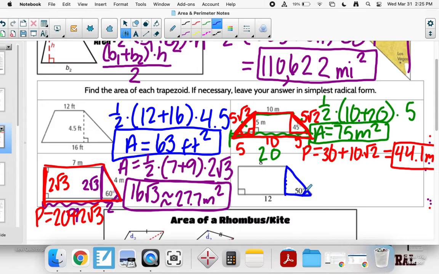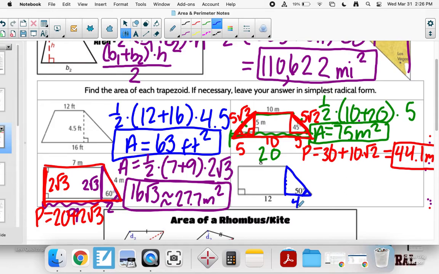Wait, I have a question real quick. Is 12 the whole bottom? 12 is the whole bottom. So then the side is 4. How did you get it? Because 12 minus 8 is 4. 12 is the whole thing. Subtract out the 8, and we are left with 4 here.